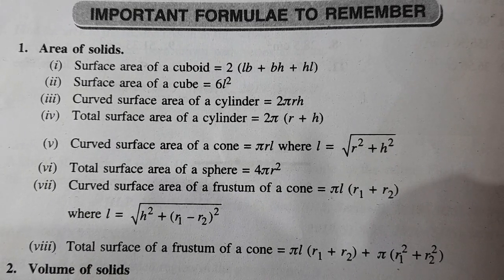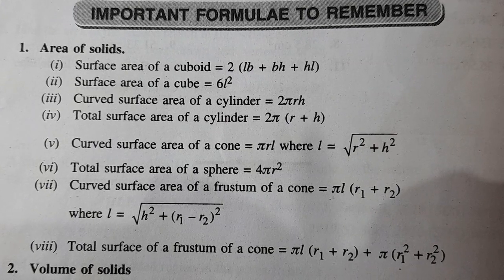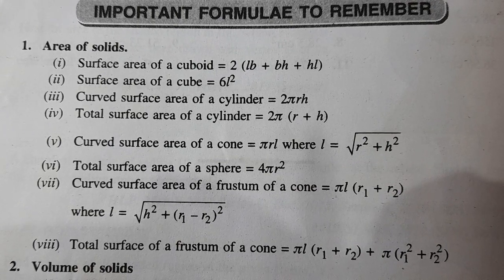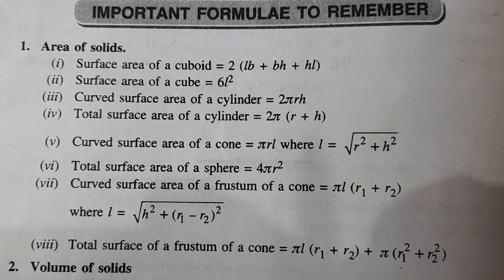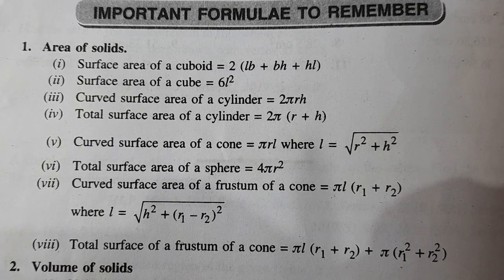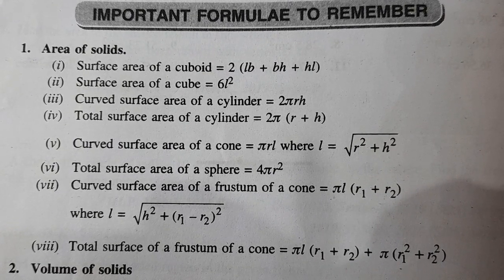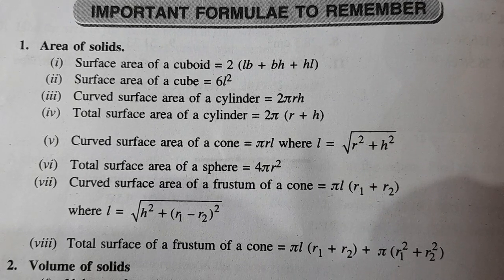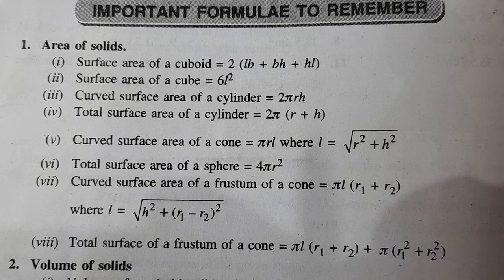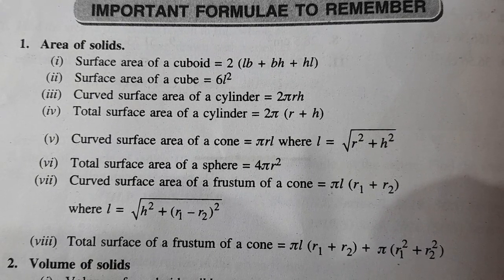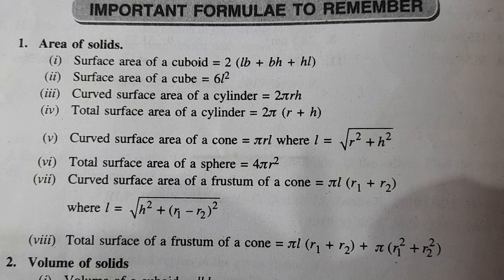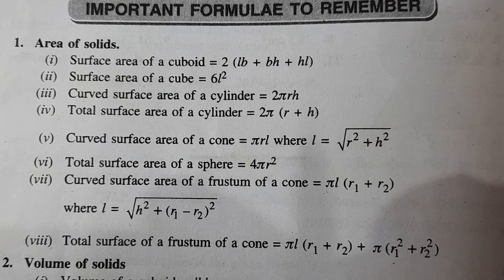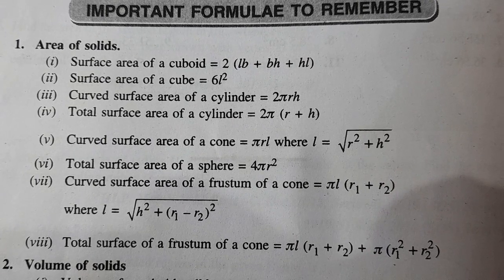The next one is total surface area of a sphere, that is equals to 4 pi R square. The next formula is curved surface area of a frustum of a cone, that is equals to pi, within bracket, R1 plus R2 into L, where L is equal to the square root of R1 minus R2 whole square plus H square. The next one is total surface area of a frustum of a cone, that is pi R1 plus R2 into L plus pi R1 square plus R2 square.